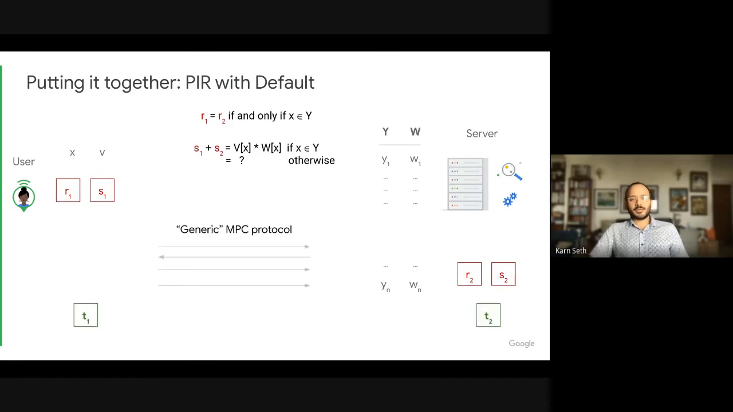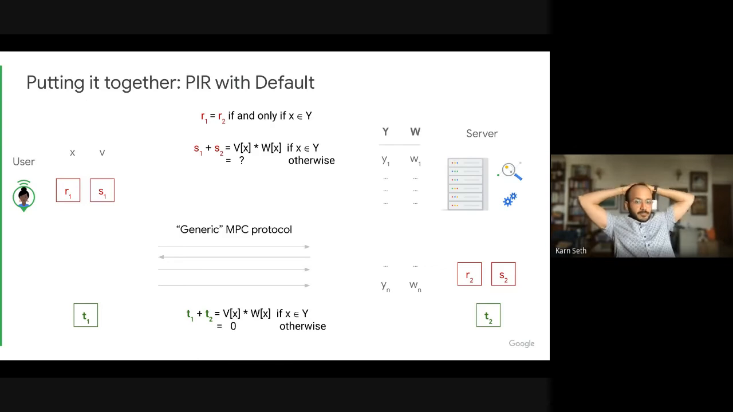And now, in order to get PIR with default, what we're going to do is have the user and the server execute a generic MPC protocol, where this generic MPC protocol will output secret shares T1 and T2, which will be shares of V times W if X is in Y, and shares of 0 otherwise. And this is exactly what we wanted for PIR with default. And note that this generic MPC protocol now only needs to take as input these values R1, S1, R2, and S2, and does not depend on the size of the server's data set.